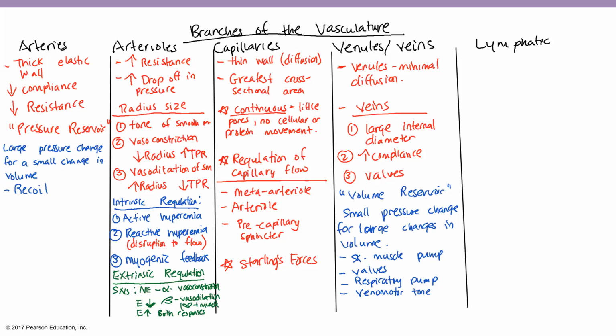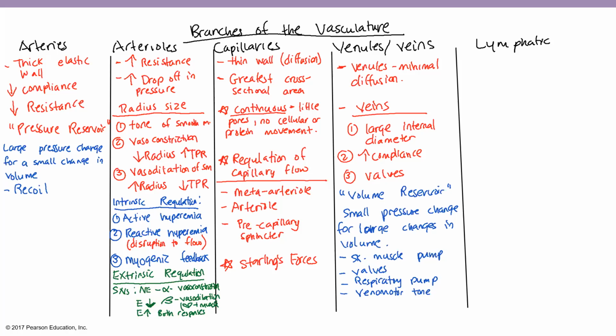Venomotor tone is slightly decreasing that compliance. It's making the vessels a little bit more rebellious, if you will. They start to give a pushback onto that blood. And that is because of the smooth muscle within the wall of the vein that now constricts. When that smooth muscle in the wall of that vein constricts, it actually gives a little bit of pushback onto the blood. And that's what we mean by slightly decreasing the compliance, which is needed to encourage blood along back towards the heart.